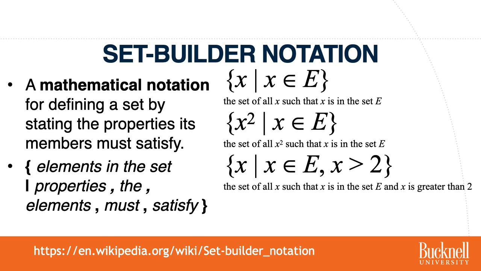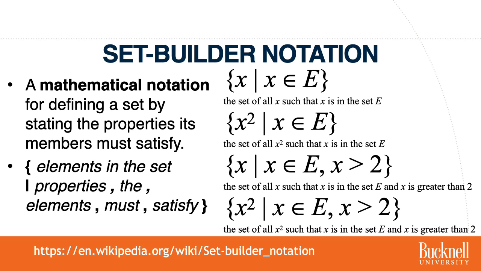Here we take all of the elements of E that are larger than 2 and define a new set consisting of those elements. We can do both. We can take the set of all x squared such that x is in the set E and x is greater than 2. This will be all the elements of E that are larger than 2, and then those elements are squared to form the new set.